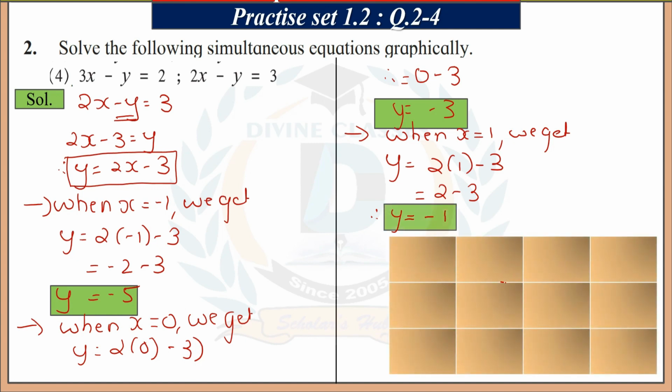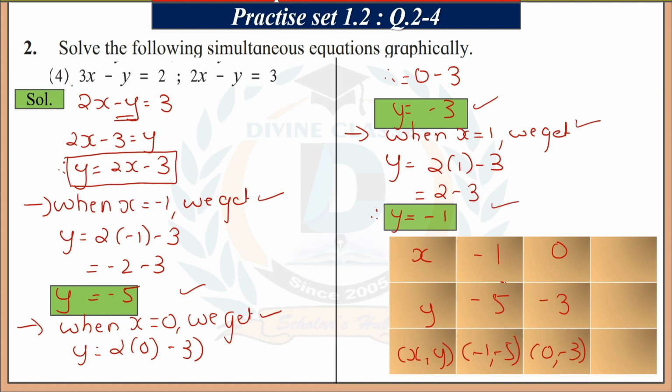Now we'll continue with the box, that means x, y, x comma y. The value of x is minus 1 and minus 5, so minus 1 comma minus 5. Next is 0 comma minus 3. Next is 1 comma minus 1.